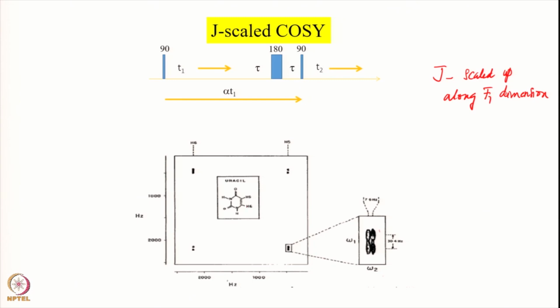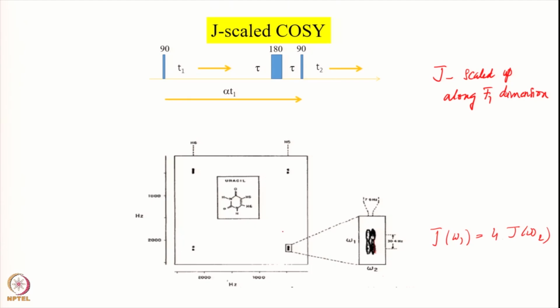Now along the F1 dimension or the omega 1 dimension the separation between the components is 30.4. So 30.4 means this is 7.6 into 4, it is scaled up 4 times, right. So therefore here J along omega 1 is equal to 4 times J along omega 2, this is scaled up, right. Okay. So, this is achieved by design of a pulse sequence.